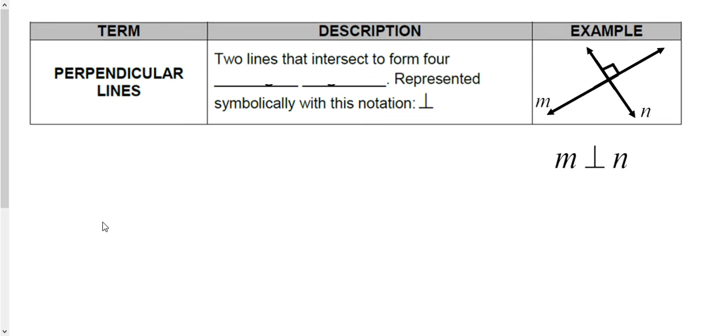Like this term, perpendicular lines. Two lines that intersect to form 4 right angles. Represented symbolically with this notation, it's kind of a big upside down T that means perpendicular. In this picture, we've got our right angle marked here. There are actually 4 right angles. They're all right angles. And it might be written that line M is perpendicular to N. It means that they intersect at a right angle here, and actually all 4 are right angles.